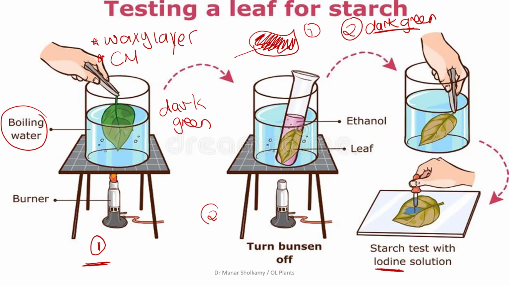Step 2, what do you see in the picture? This leaf will boil in what? Ethanol. So I'm going to boil my leaf in water to destroy the cell membrane and to remove the waxy layer so that my iodine can penetrate. Step number 2, I'm going to boil my leaf in alcohol or ethanol. Alcohol or ethanol are the same thing.